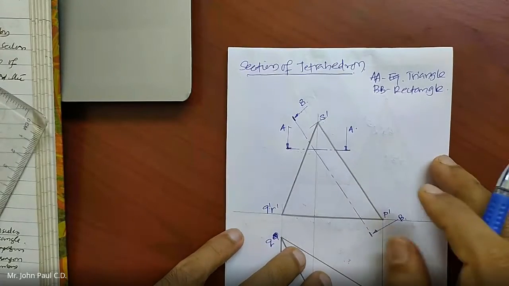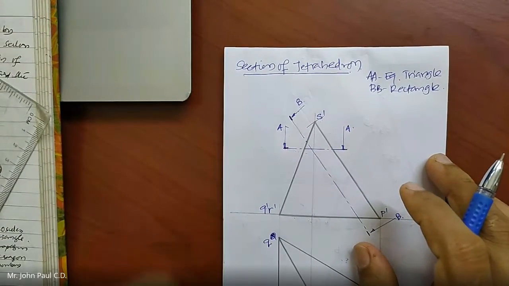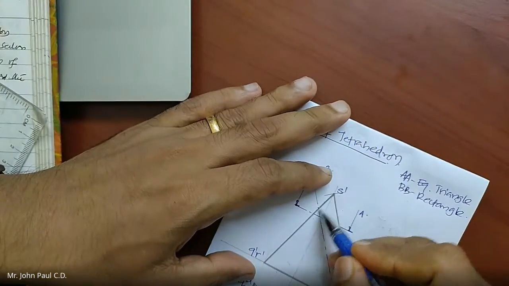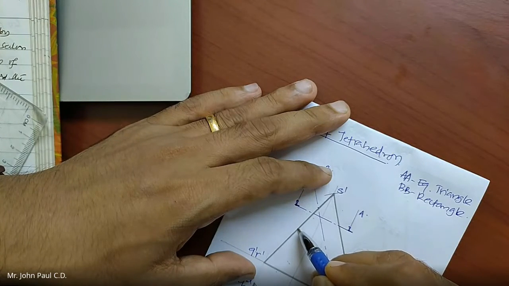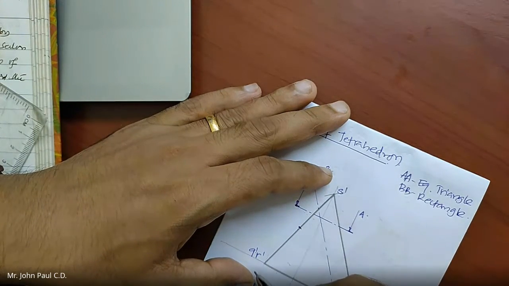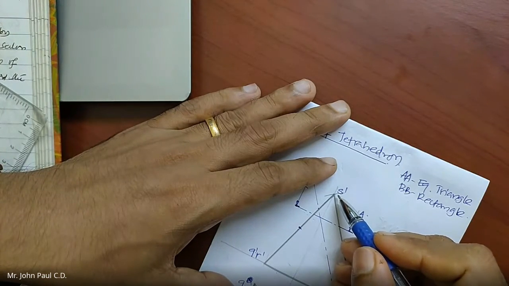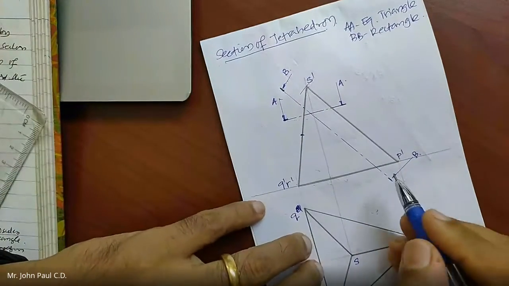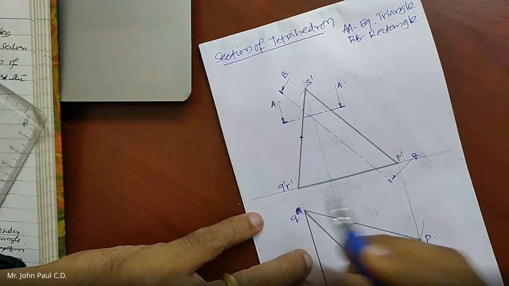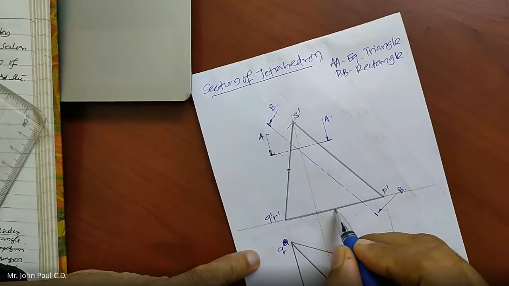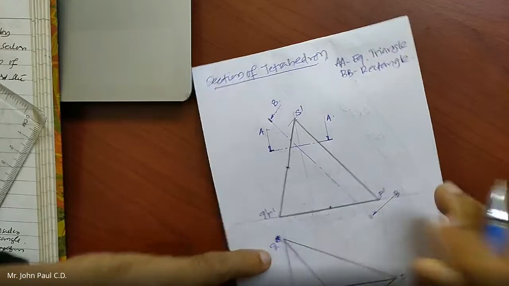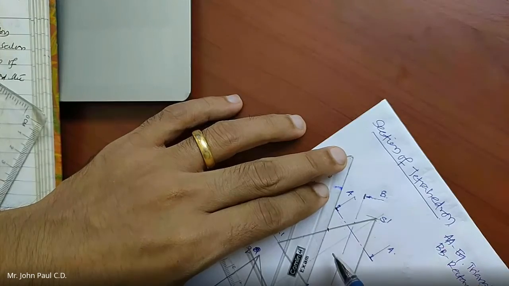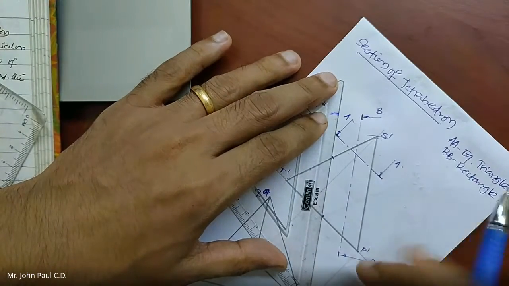If I adjust this rectangle, I can make it a square. How can I make it a square? I can take the midpoint of this line. I have two lines, S dash R dash and S dash Q dash. I took the midpoint over here, and I took another midpoint on P dash R dash, P dash Q dash. While I join, I'll again get a line which is parallel to this true length line.